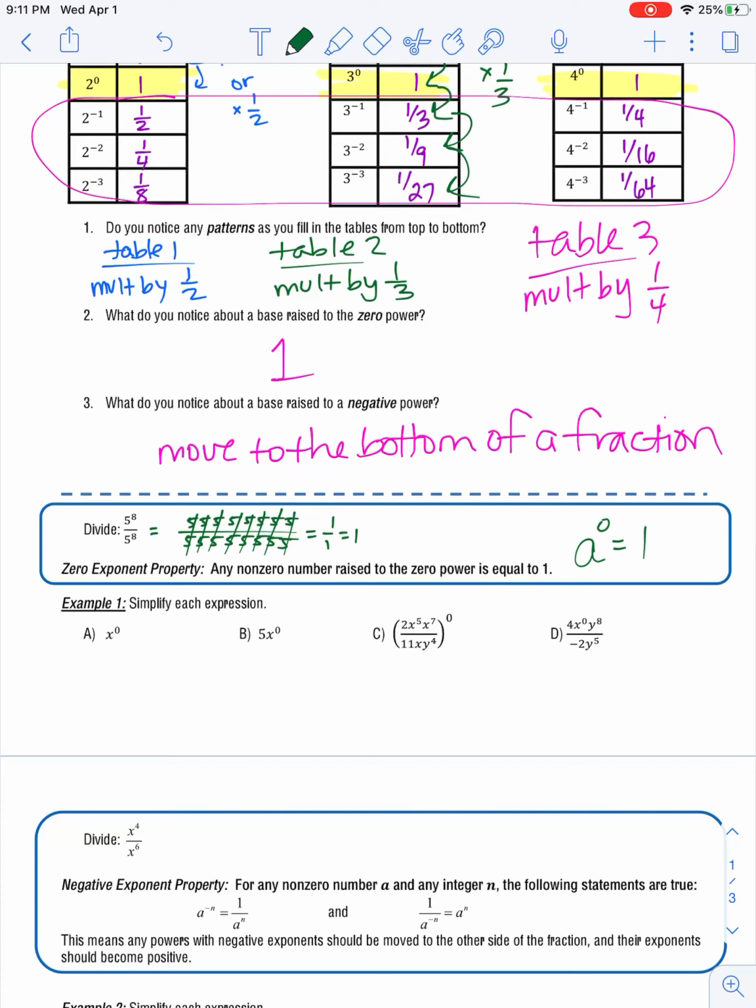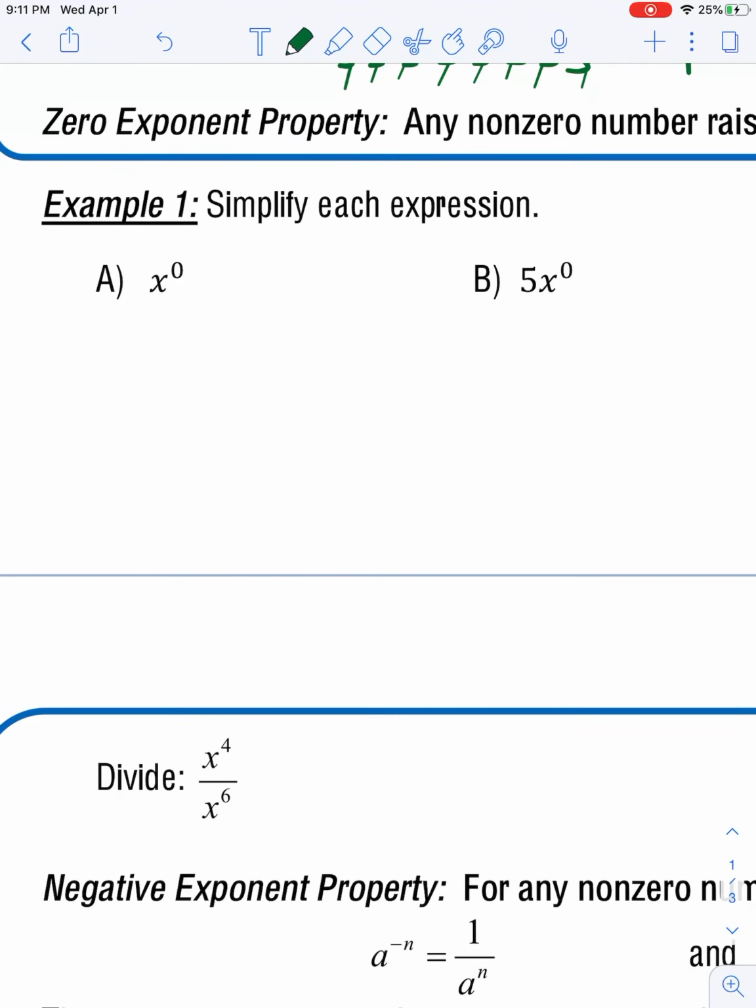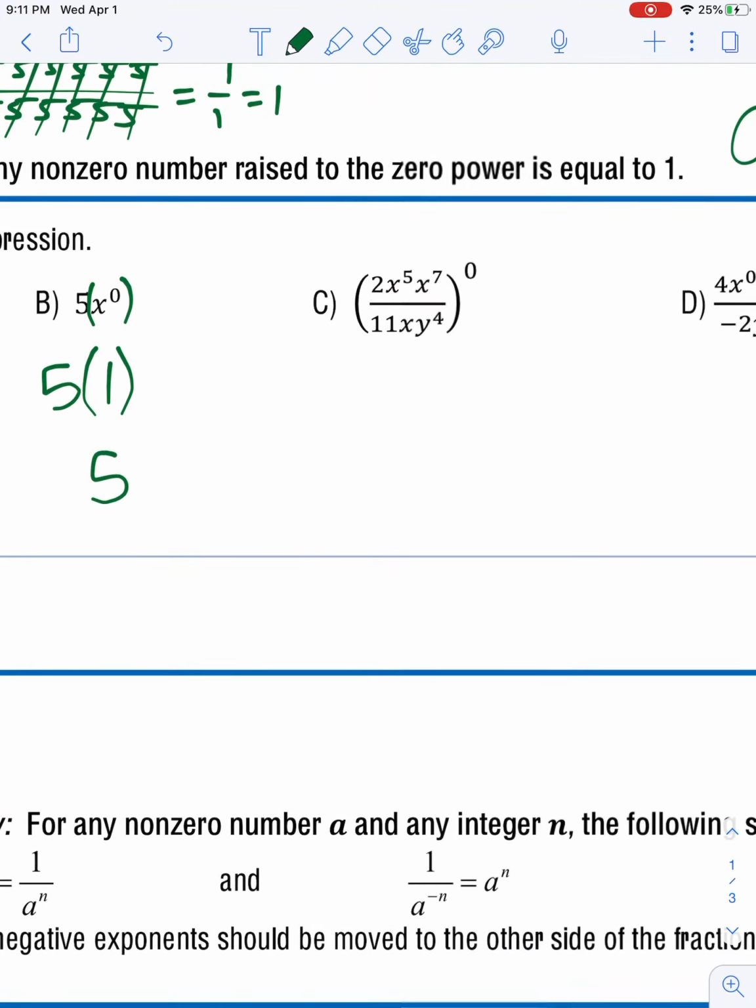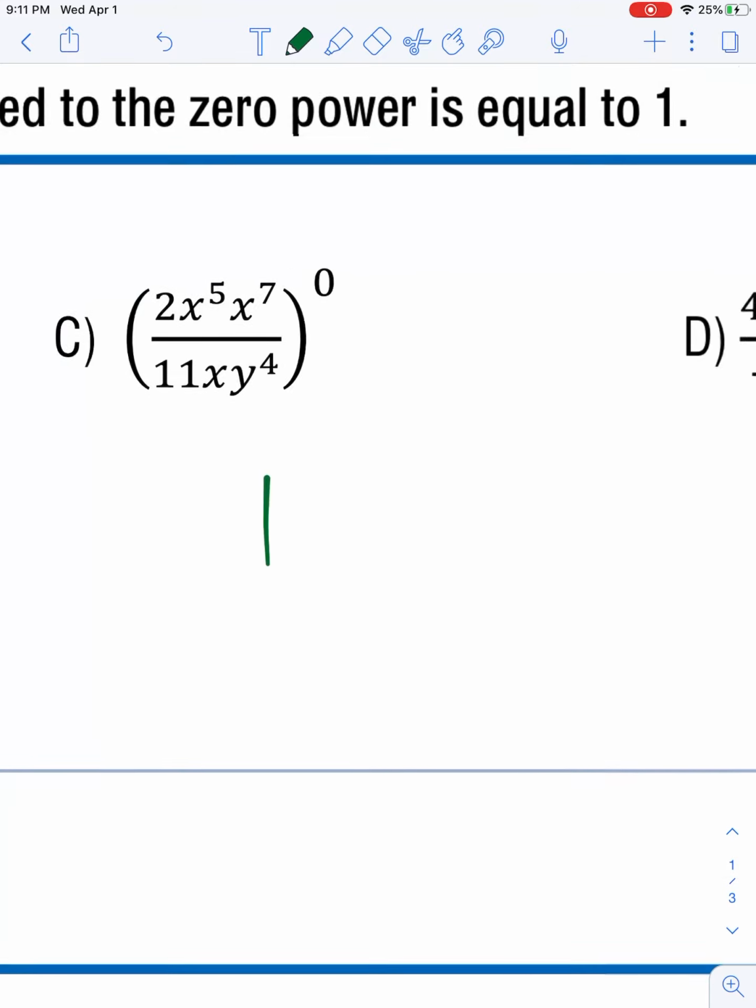What you have to be careful about, though, is when you see a 0 exponent, your answer is not automatically 1 every single time. Here in part A it is, but in part B, only the x is to the 0 power. The 5 is being multiplied by that answer. Since x to the 0 is a 1, then 5 times 1 gives us a final answer of 5. In part C, we have parentheses around the entire fraction to the 0 power, so that is simply 1.